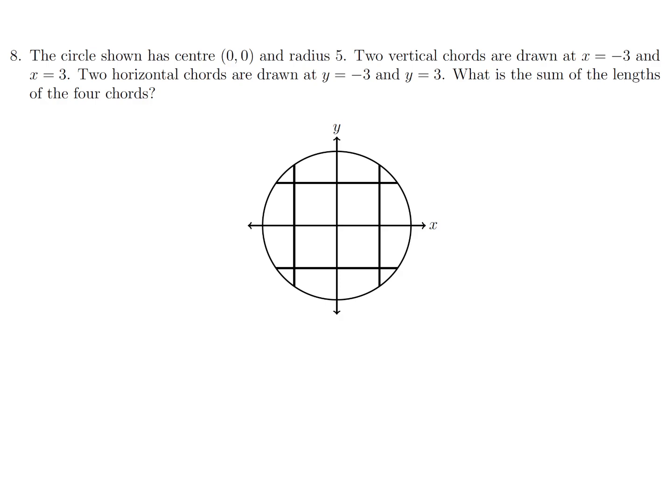The circle shown has center 0, 0, radius 5. Two vertical chords are drawn at x equals minus 3 and x equals 3. Two horizontal chords are drawn at y equals minus 3 and y equals 3. What is the sum of the lengths of the four chords? Okay.